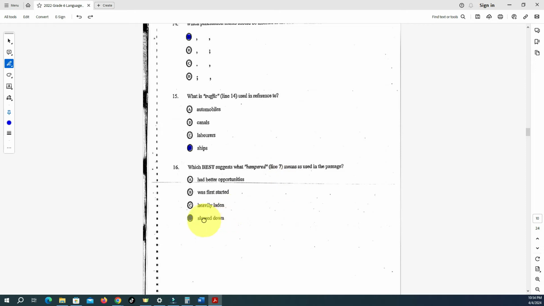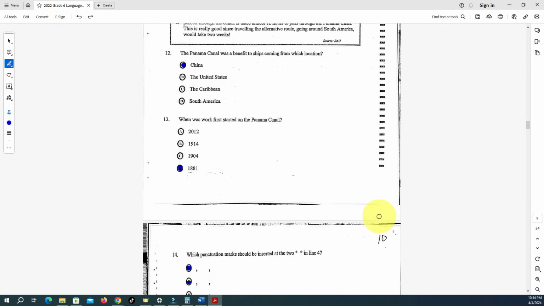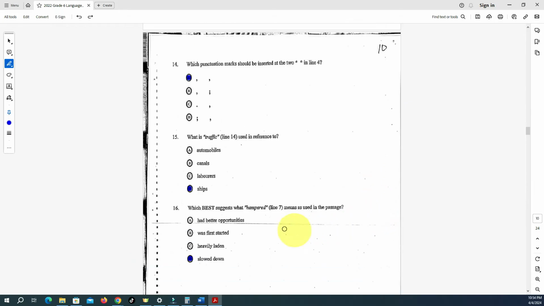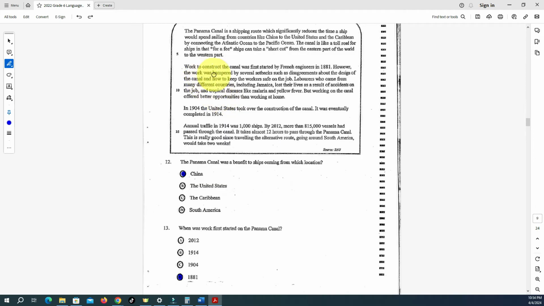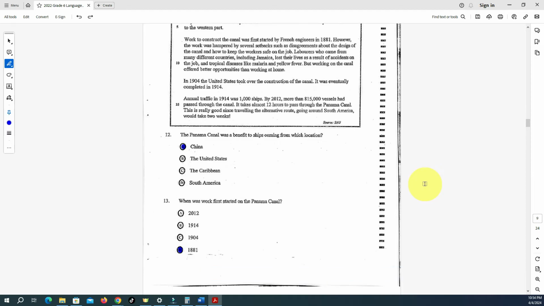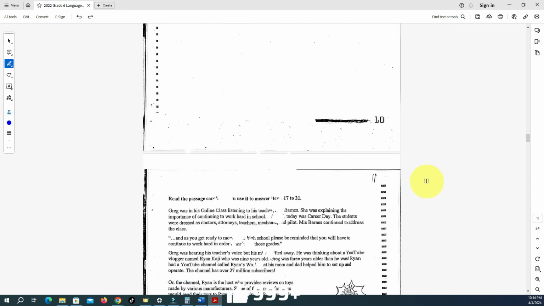I know you know hamper means slowed down, but you can actually read the passage and you will see what hampered means as it says in line 7. Line 7 would be about here. It says the work was hampered by several setbacks. So it's slowed down by several setbacks. So that definitely should be the answer, which is slowed down.